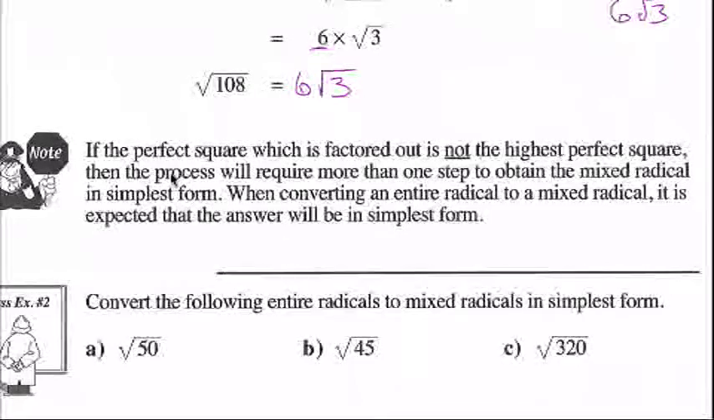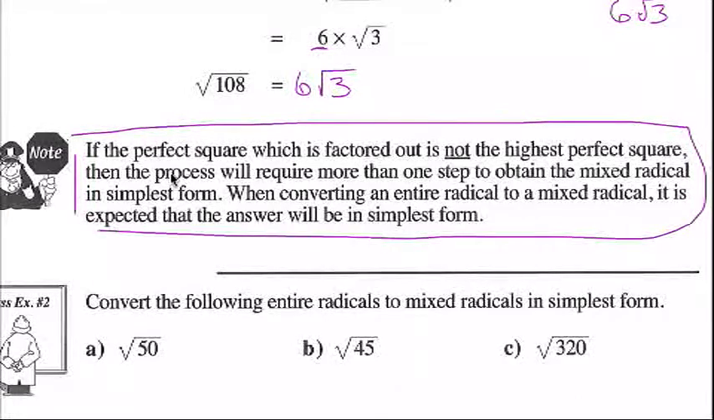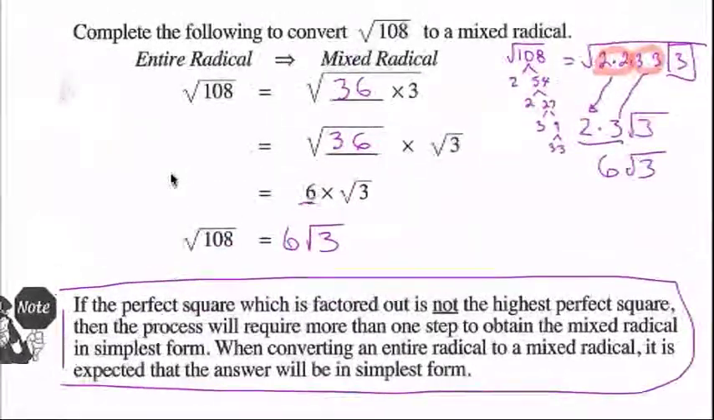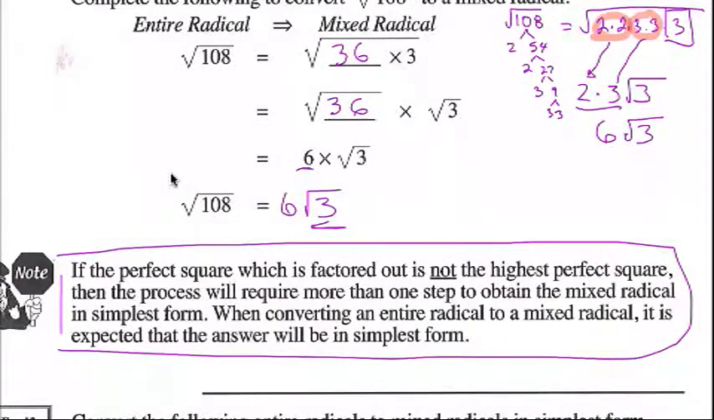This is just saying, well, you may have to do an extra step. If the perfect square which is factored out is not the highest perfect square, then the process will require more than one step. So if you happen to choose something that's not the highest, then you'd have to do it all over again, okay? Because the radicand won't be small enough.